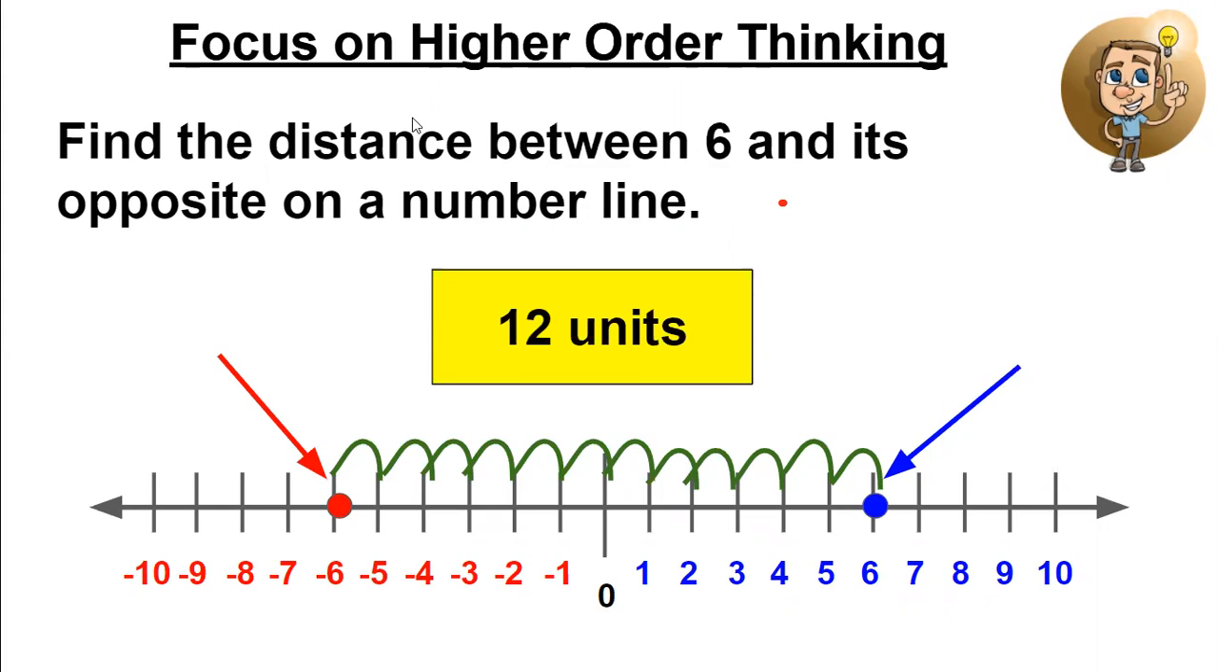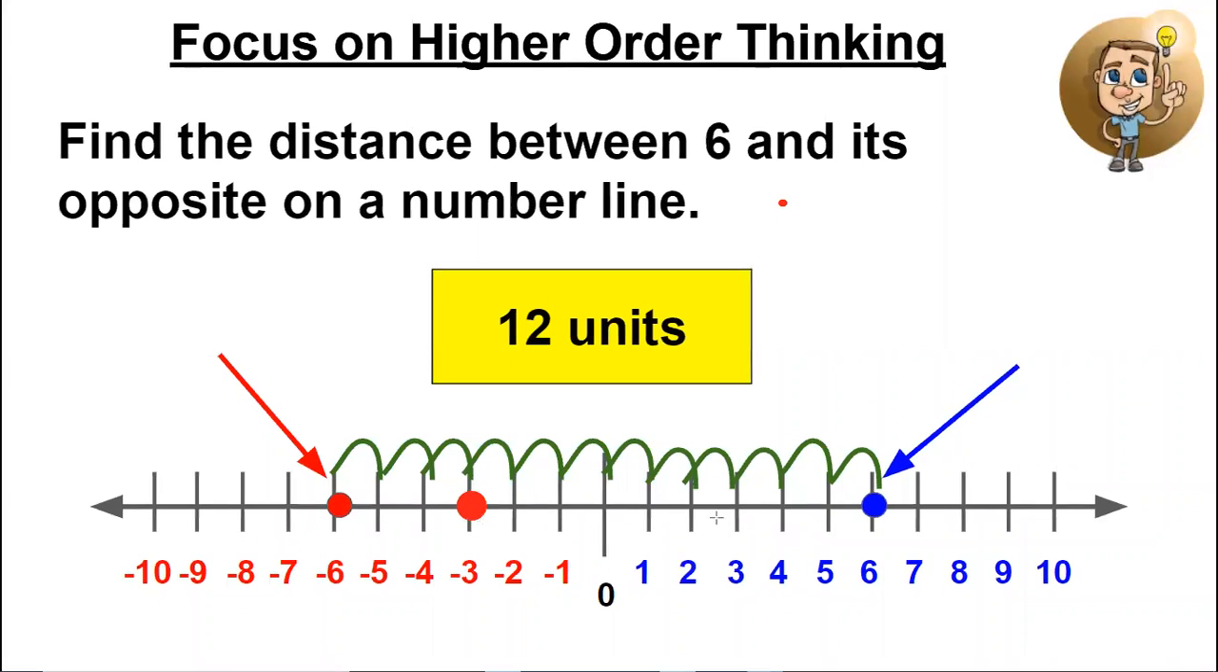What if I were to give you negative 3 and positive 3? How many units apart are those? Well, let's count. 1, 2, 3, 4, 5, 6. 6 units apart. 3 units to the right of 0 and 3 units to the left of 0. 3 plus 3 equals 6.